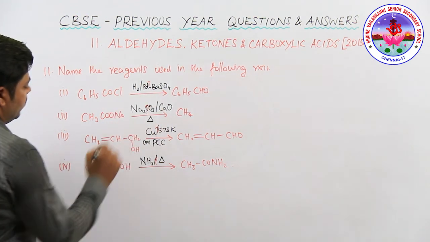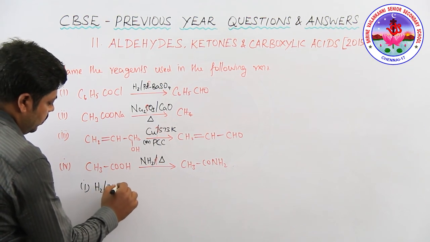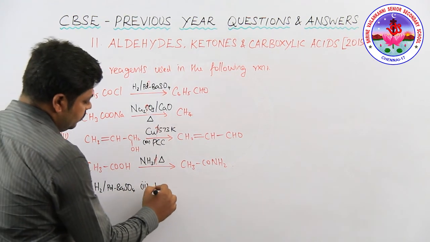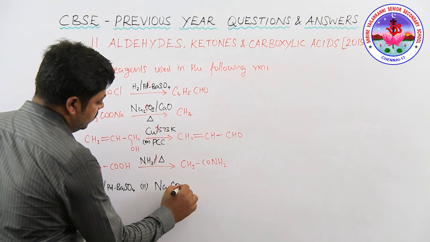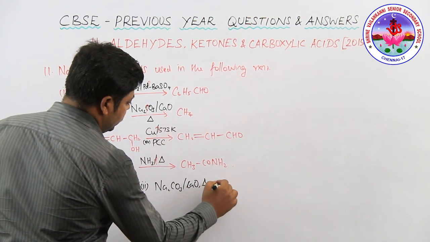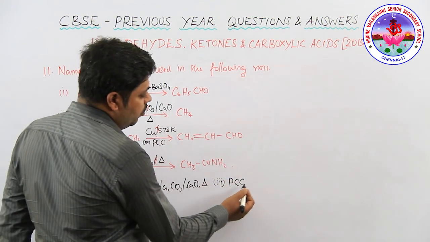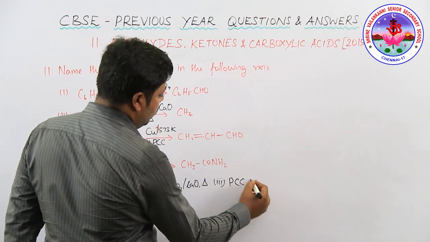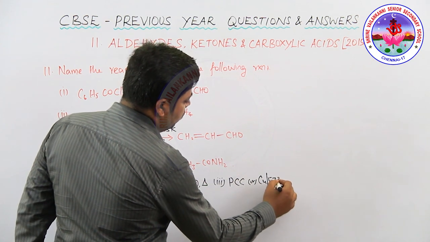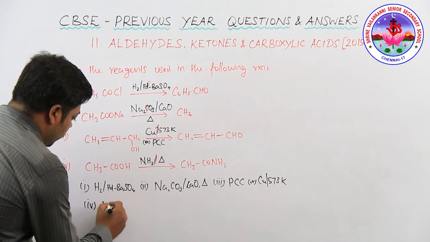So the reagents used in the first reaction are H2, Pd, BaSO4. Second is Na2CO3 and calcium oxide, with heat. Third is pyridinium chlorochromate or Cu at 573 Kelvin temperature. Then fourth is ammonia and heat.